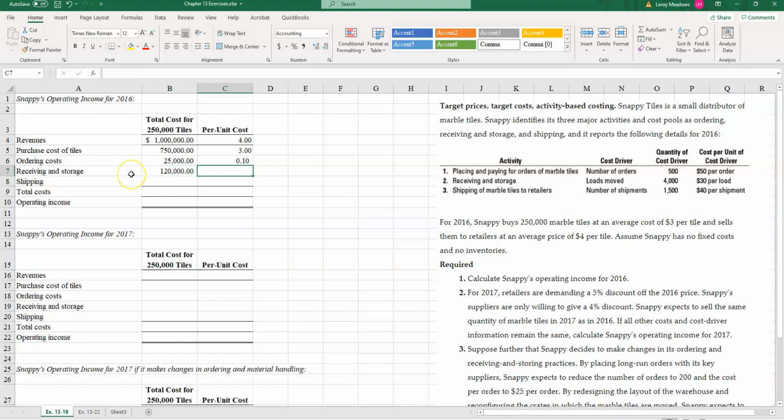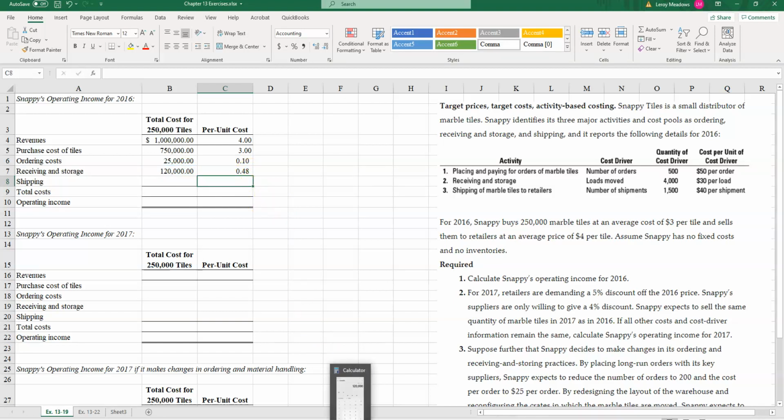Now, how much does that mean on a per tile basis? Well, on a per tile basis, I'm going to take my $120,000, divide that by 250,000 tiles. So I'm going to spread that cost out over 250,000 tiles, and I'm going to get 48 cents per tile.